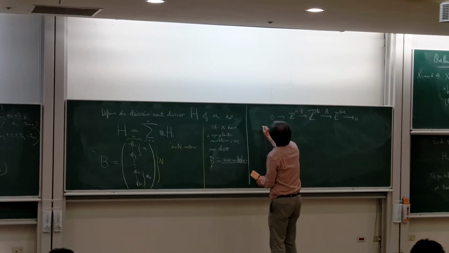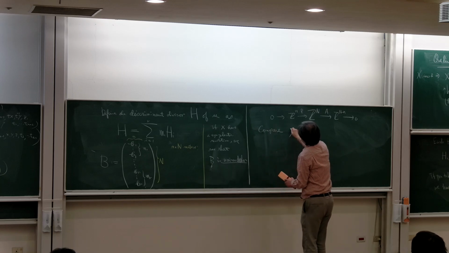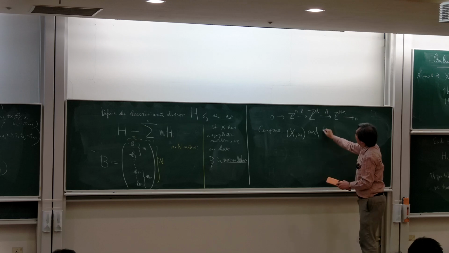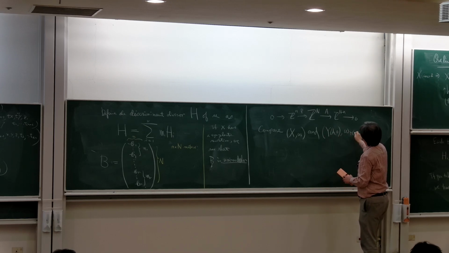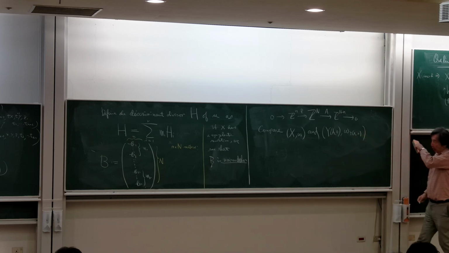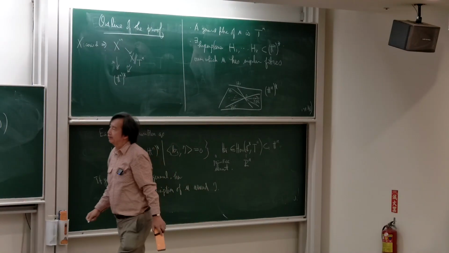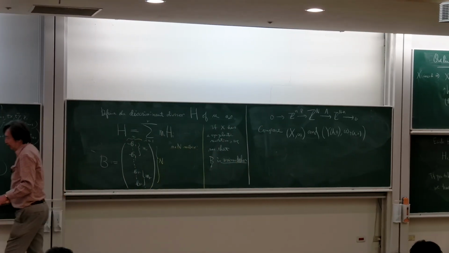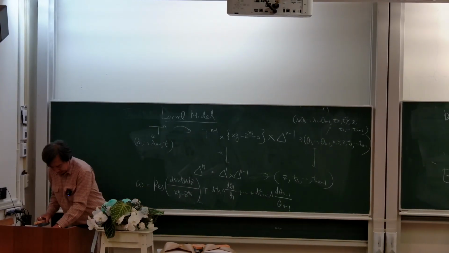So we compare X, omega, and the toric hyperkahler variety Y_A0, omega Y_A0. So how to compare it?